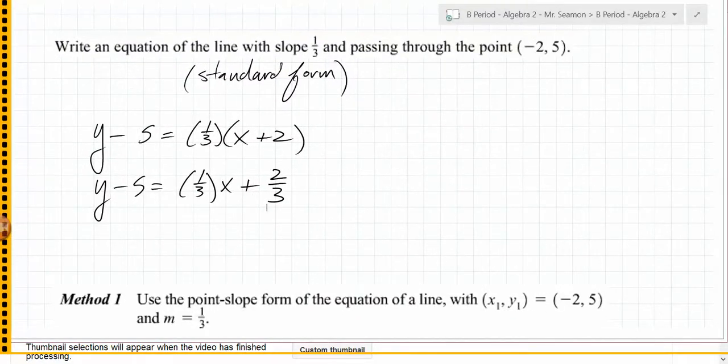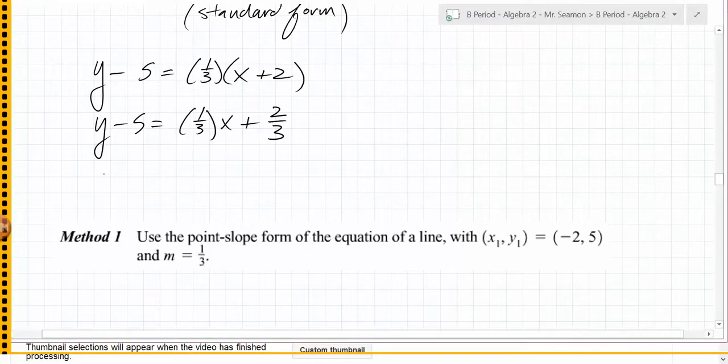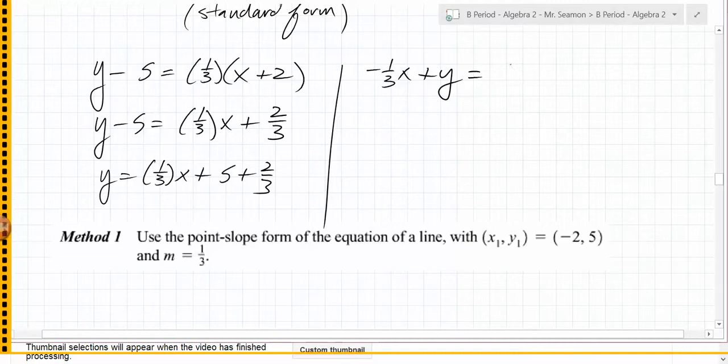If you want to go to standard form, what do you do next, Nate? What should I do next? Add 5. Yeah, sure. Y equals 1/3 x plus 5 plus 2/3. Now what should I do? Anybody? Subtract 1/3 x. Sure. So negative 1/3 x plus y is equal to, what's 5 and 2/3? It's going to be 17/3.